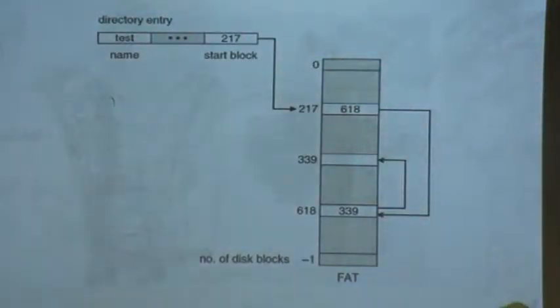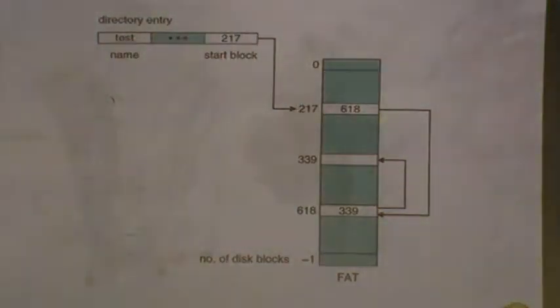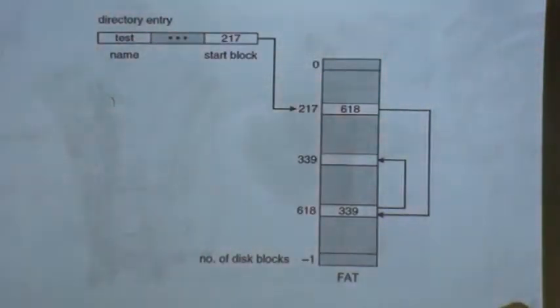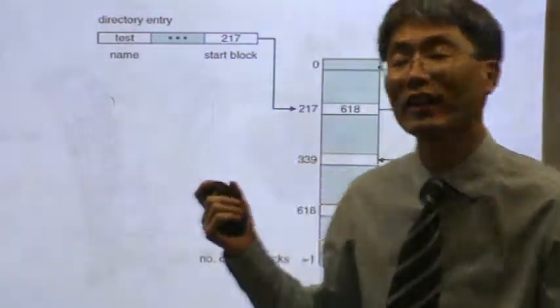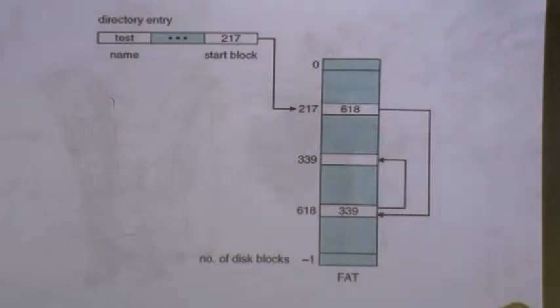Allocation. Any better idea? You think it's easy to implement? Not easy, actually, when you implement. Based on our project last semester, all students actually used contiguous. Contiguous is easy to implement. Actually, the assumption is we are not going to consider any performance like fragmentation. So all of the students selected contiguous.